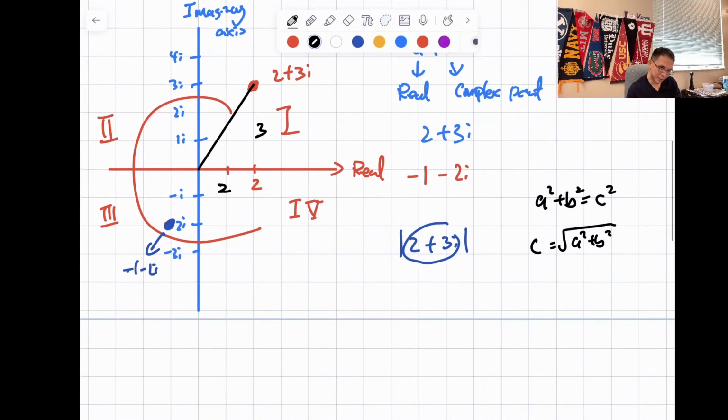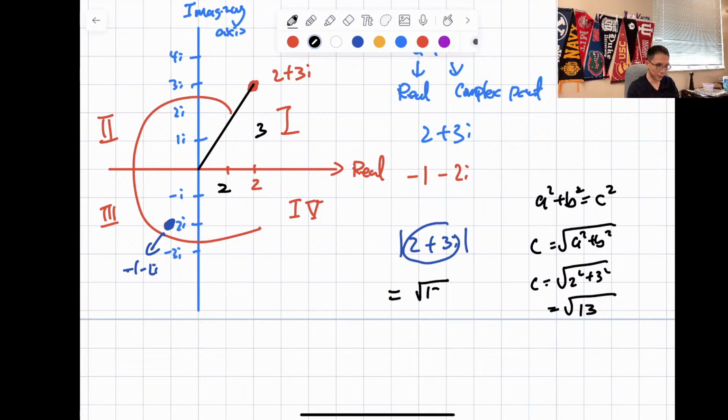That's the distance. So c is equal, in terms of this, do not plug in the i, because you take into account the distance. So it'll be 2 squared plus 3 squared. That's going to be square root of 13, I believe. So if I ever ask you on a test, what is the absolute value of 2 plus 3i? This one's kind of tricky. It's square root of 13.